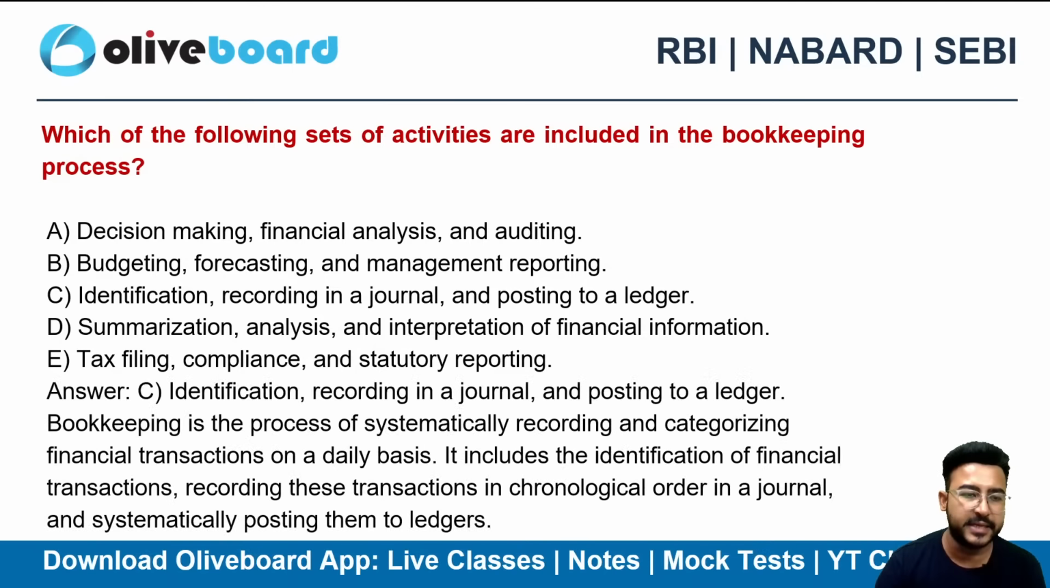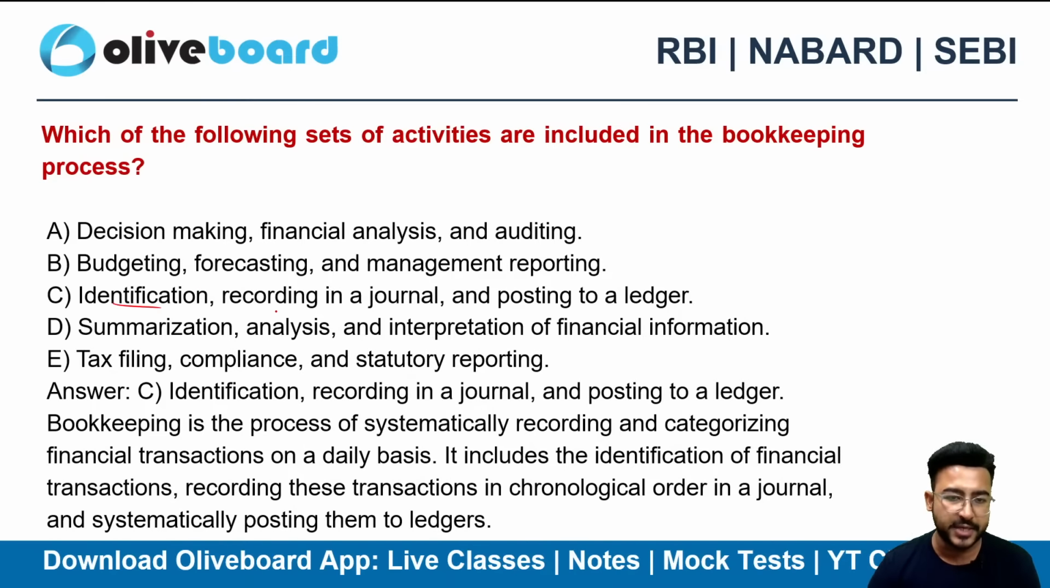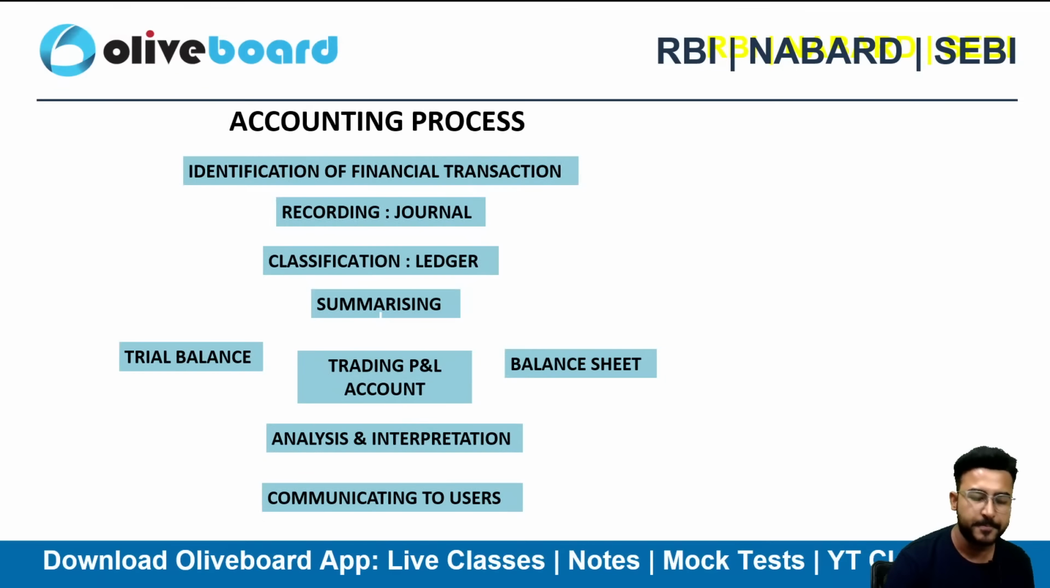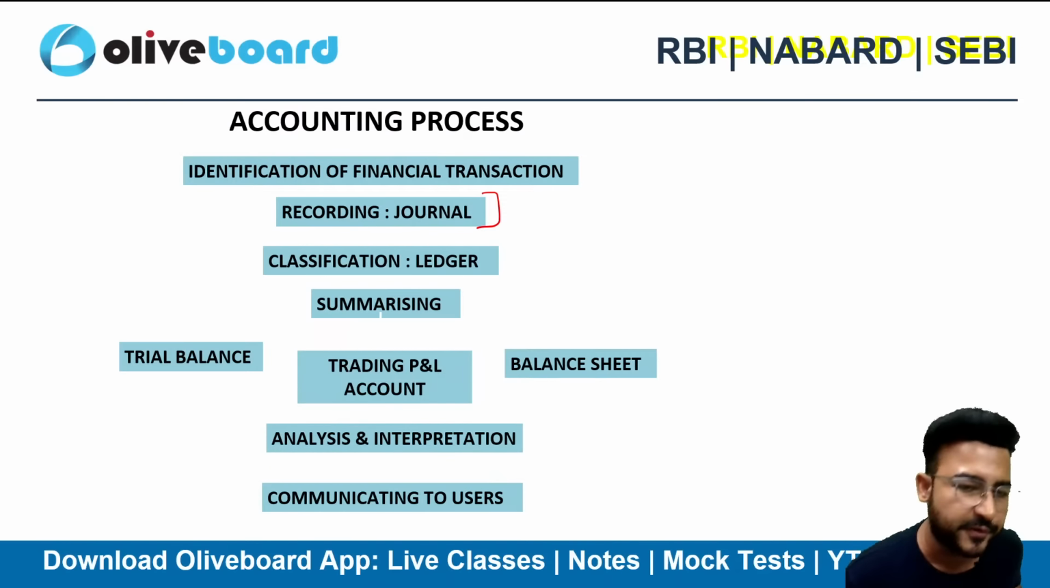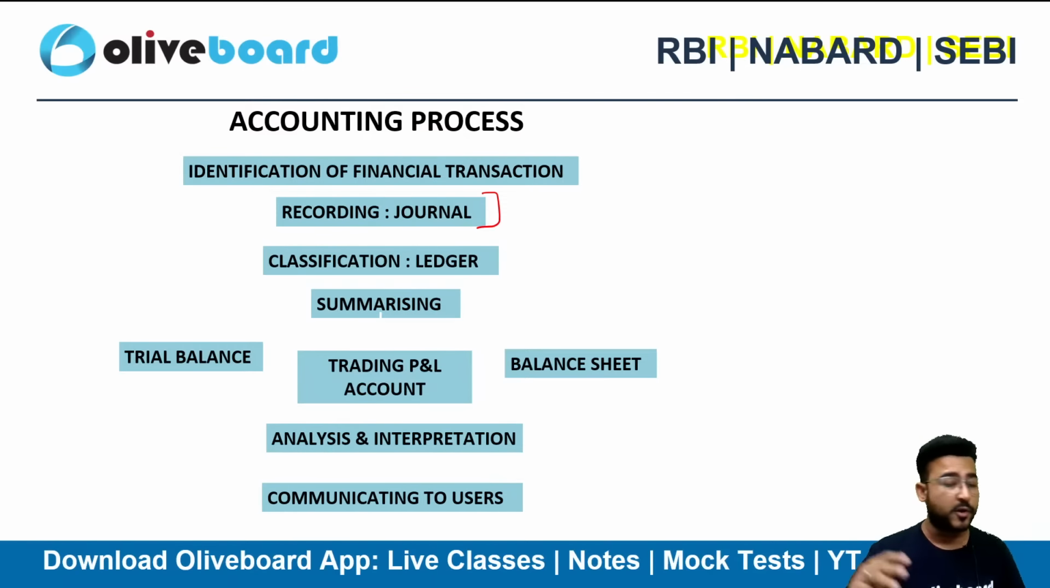Option C here is the correct choice. Identification of transaction, recording in journal and posting it to the ledger. These kinds of things are done by the bookkeeper and not the accountant. These clerical things are done by the bookkeeper. So this is my accounting process. It starts with identification of the financial transaction. First, I identify the financial transaction, then record it in the journal. Journal is also called the book of primary entry, book of original entry. Then I classify it in the ledger. Ledger is also called the book of final entry.